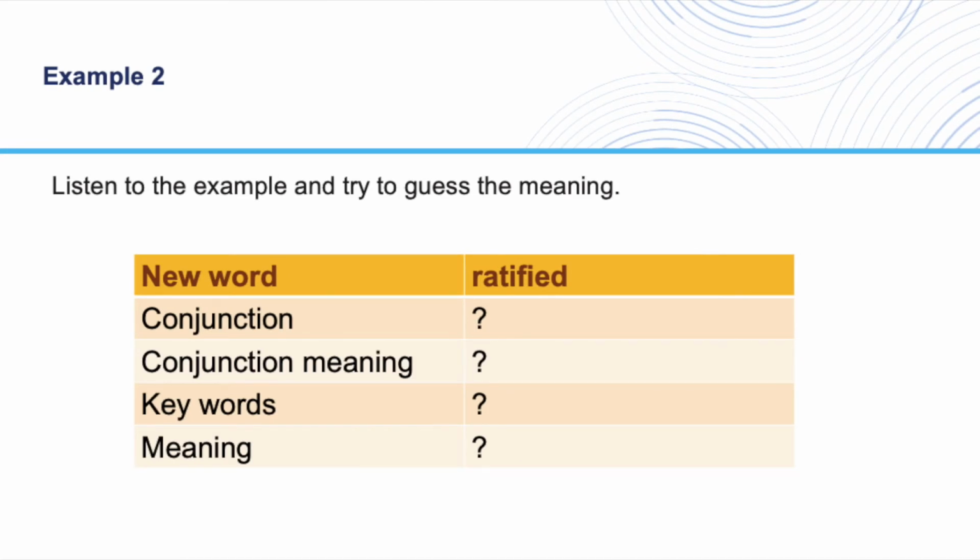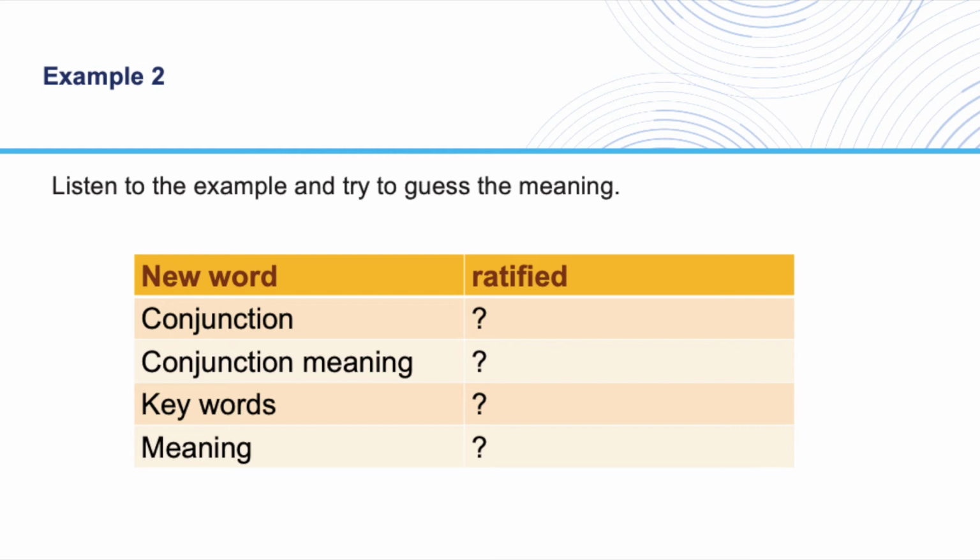Let's listen to the next example. The new word is ratified. As you listen, try to find the coordinating conjunction, the meaning of the conjunction, and any key words that can help you. Then guess what you think the word ratified might mean.